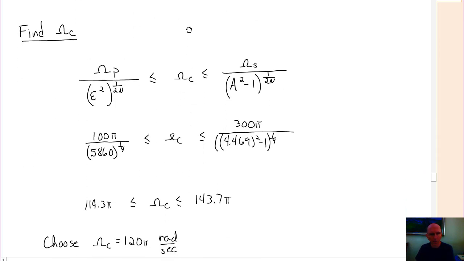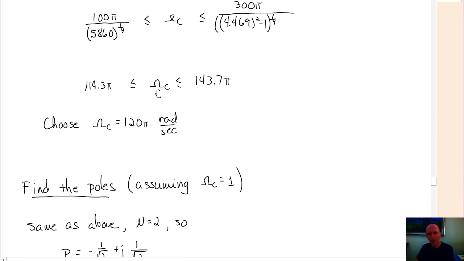Once we have n, then we can go and find omega c with our other formulas, right? We substitute epsilon squared, we substitute n, we substitute a, and this is the equation we get. So we solve for these two numbers, and we find that omega c has to be between these two numbers here. Now it can actually be any number at all. Just for simplicity, because this is a problem in a notebook, I'm going to choose some nice round value. It has to be between 114 and 143. So, 120 pi, 130 pi, 140 pi would be numbers I would probably choose to do this problem on paper.